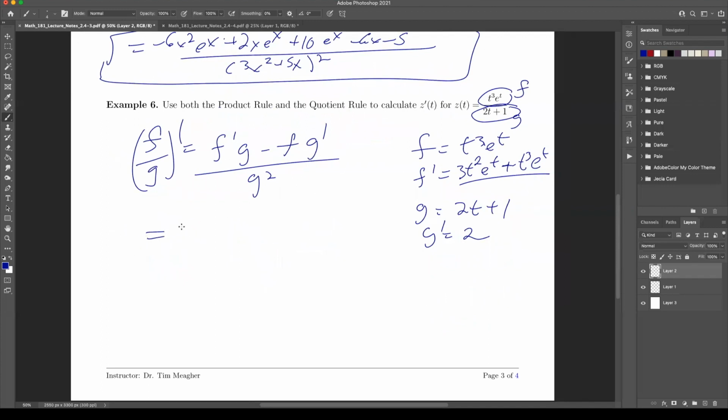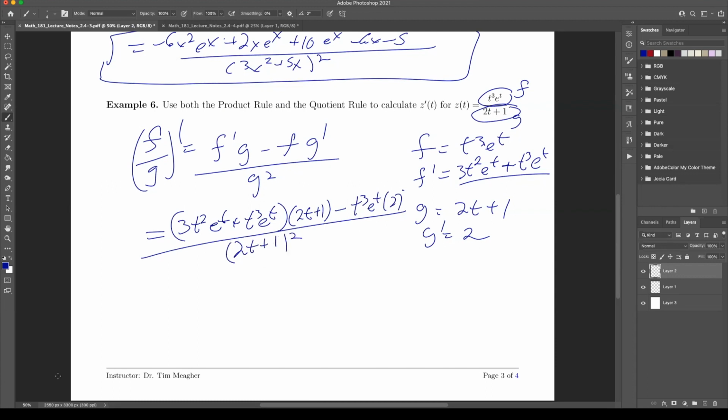So when we plug that in, we're going to have 3t squared e to the t plus t cubed e to the t, times g, which in this case is 2t plus 1, minus f, which would be t cubed e to the t, times g prime, which is just 2, all over 2t plus 1 squared. Okay. Now, just for the sake of time, we won't simplify this, but you could. So let me let you write that down, and then we'll get to our last page.